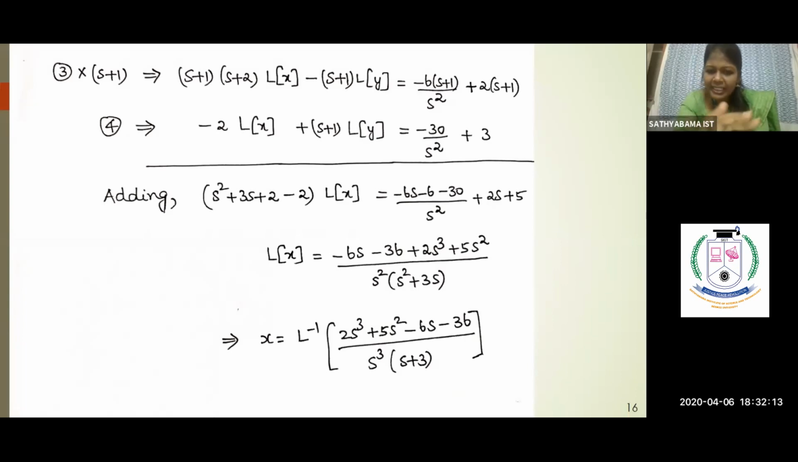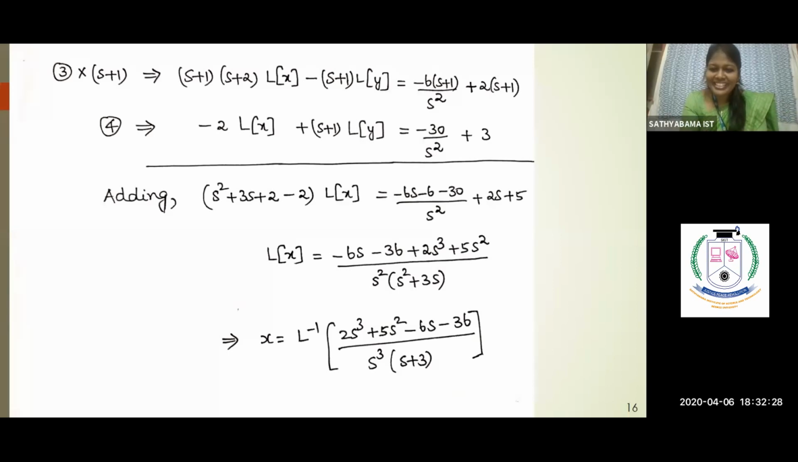Okay. Numerator is the same. I have not done anything to the numerator. 2s cube plus 5s square minus 6s minus 36. So this is L of x. This is L of x. So what is x? X is L inverse of the right hand side. Okay, so step 4 is over.